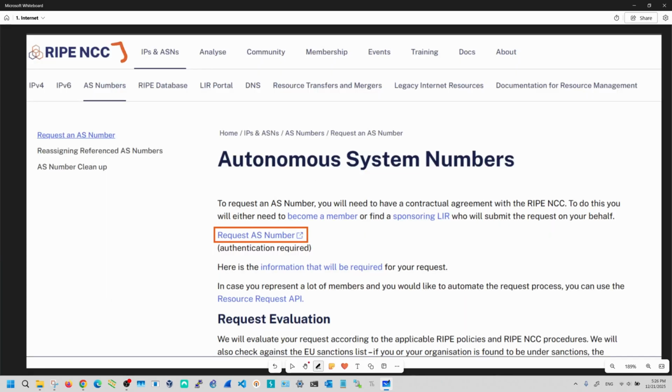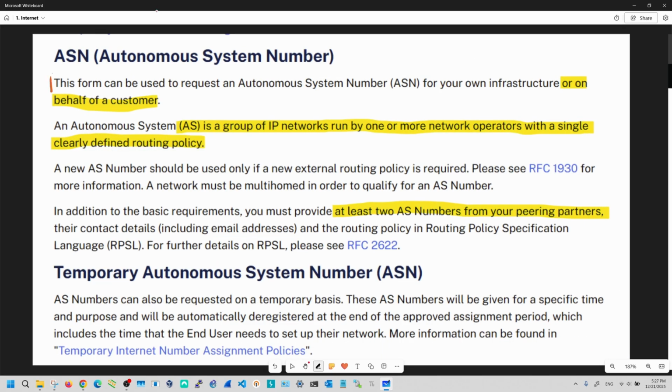So for example, you would go to the web page of your regional internet registries and find a web page where you can request an autonomous system number. Here we can see some explanations. This form can be used to request an autonomous system number for your own infrastructure or on behalf of a customer. For example, your ISP can request an autonomous system number in your name. An autonomous system is a group of IP networks run by one or more network operators with a single, clearly defined routing policy. This is really important to emphasize, routing policy.